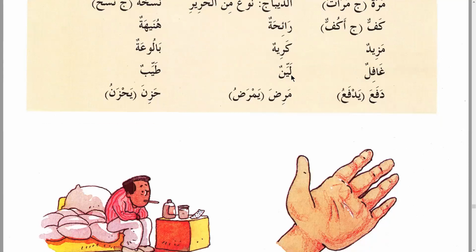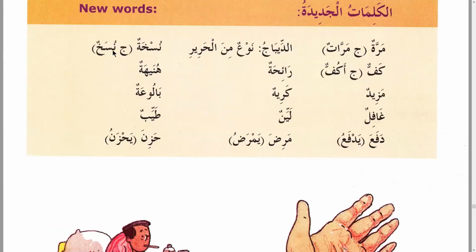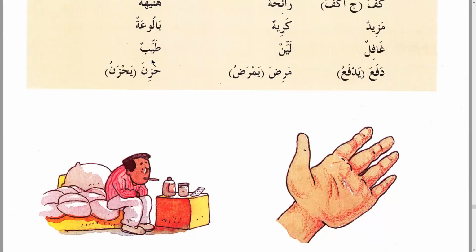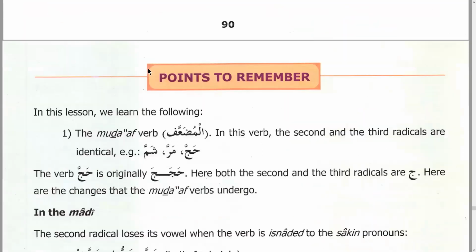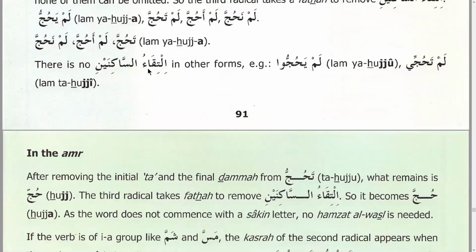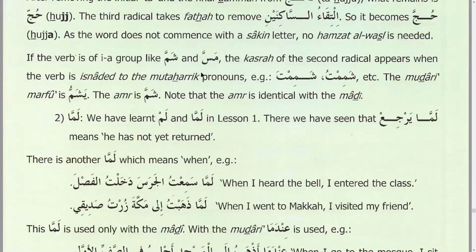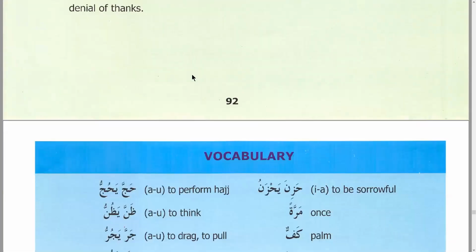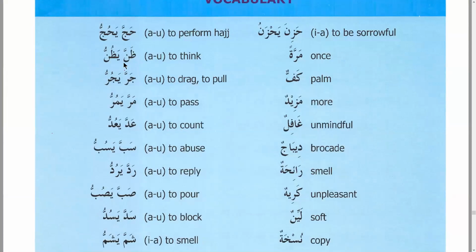Kariha. Layyinun, soft. Marida yamradu, bab sami'a. Nuskhatun, copy. Nusakhun, copies. Hunayhatun, a moment. Hunayha is used for moment, a short time. Balu'atun, pipe. Tayyibun is good. Hazina yahzanu is to be sad. So this is all about amr. You give a fatha. Hajja yahujju, perform. Zanna yadunnu, to think.